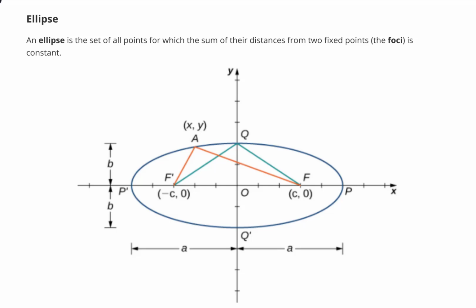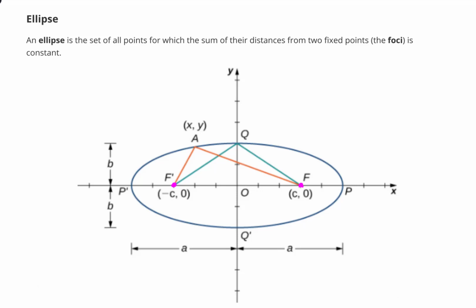Now let's turn our attention to an ellipse. An ellipse is the set of all points for which the sum of their distances from two fixed points, known as the foci, is constant. So we have two focal points here: this point right here, F, and this point labeled F prime. These are the two focal points for the ellipse.